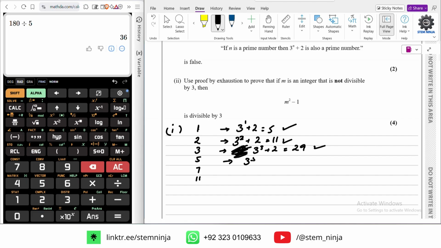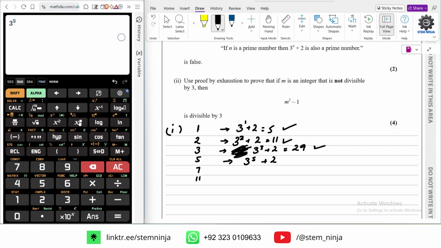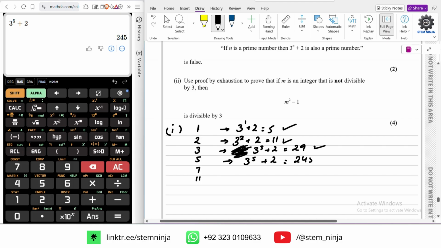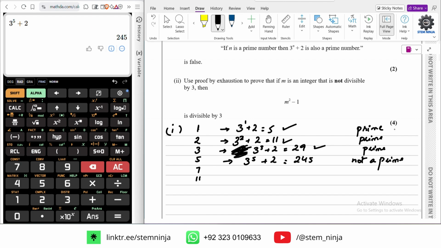Now for 5: 3 raised to the power 5 plus 2 is 245. No, it's not divisible. Not a prime. So prime, prime, prime, and then not a prime. So we don't need any further examples from this.